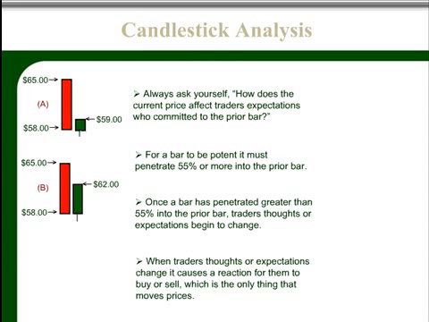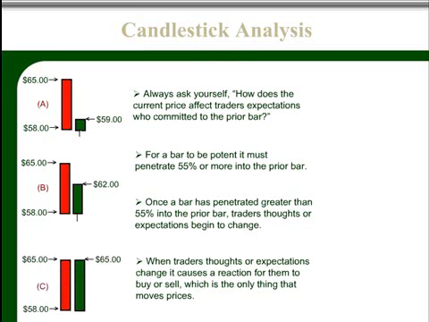On pattern B, the green bar penetrates greater than 55% into the prior red bar. This shows us traders who entered a short position on the red bar, below where the green bar closed, are holding a losing position. This affects their original thoughts and expectations about the future direction of prices. This will likely lead to those traders closing their position. The effect that a deep penetration into a prior bar has on the traders who committed to the prior bar is what makes a retracement of greater than 55% potent.